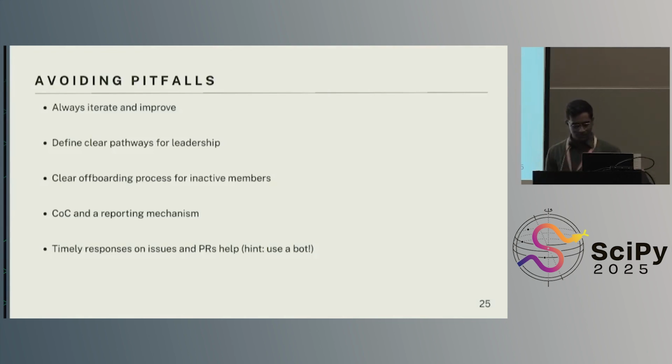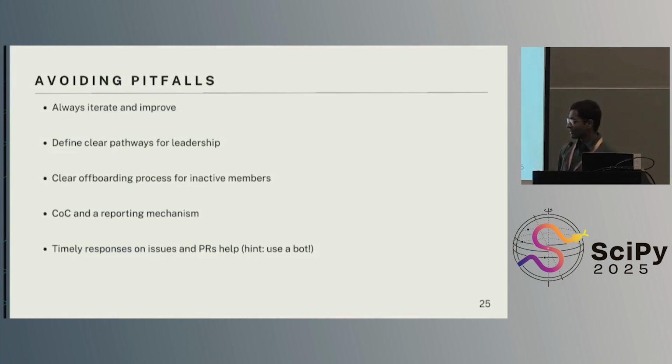Clear offboarding process for inactive members. We have run into a situation where we were trying to vote on something and we couldn't get enough votes because there were inactive maintainers who had left the project at some time. And we couldn't pass the vote, right? So there should be a process for how you can offboard these inactive members to reach a better state. I think I've already talked about this, but there should be a code of conduct and a reporting mechanism.